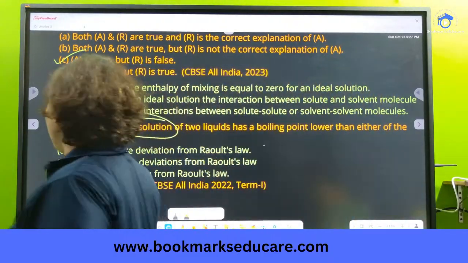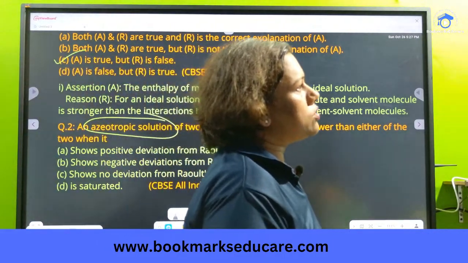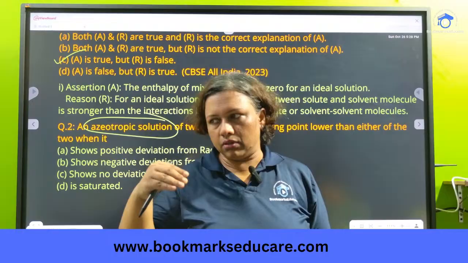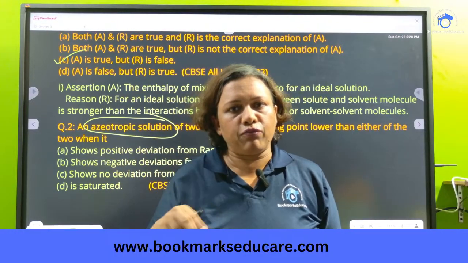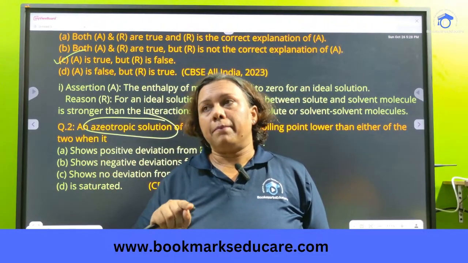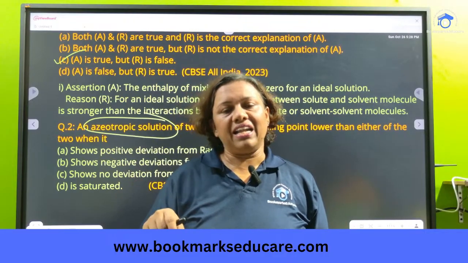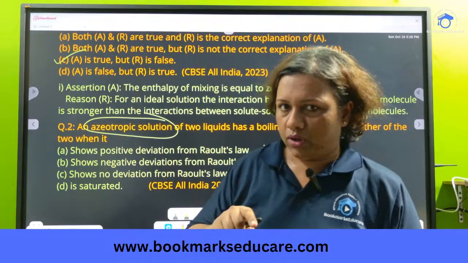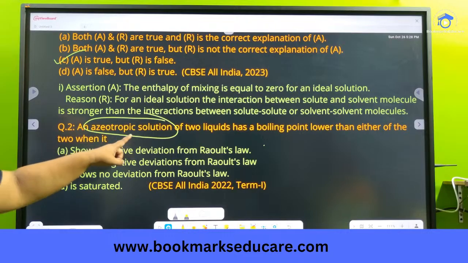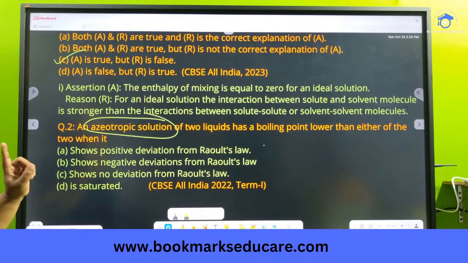Okay. Now there are two inputs for you. Whenever the interactions between the two components are very high, that means negative deviation from the ideal solution, those two components will form a maximum boiling mixture. And for the other one, the minimum boiling one. An azeotropic solution of two liquids has a boiling point lower than either of the two.